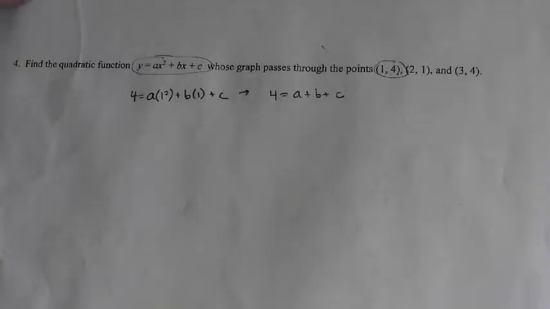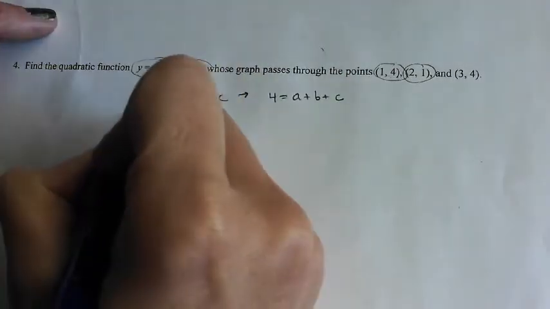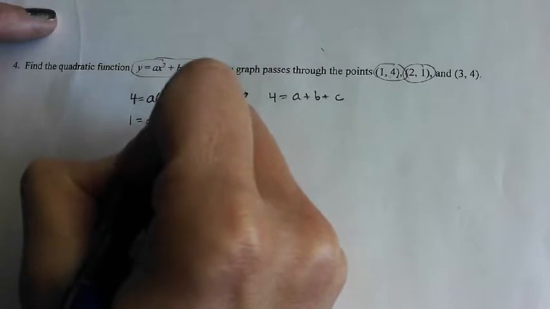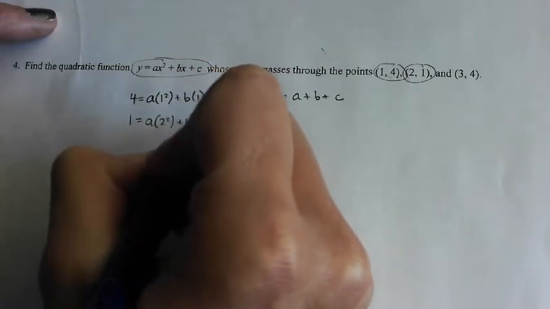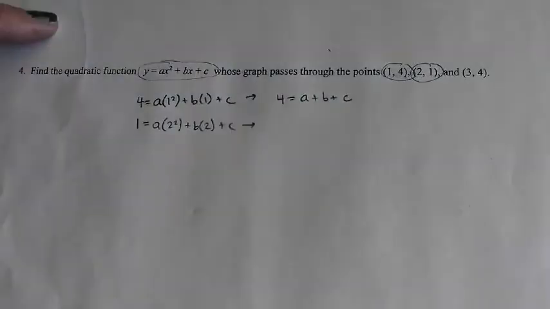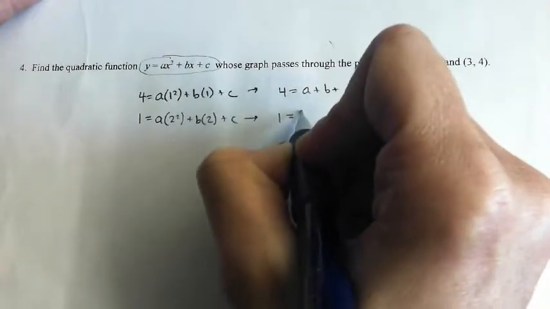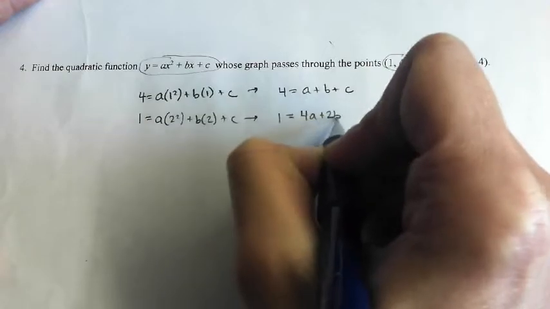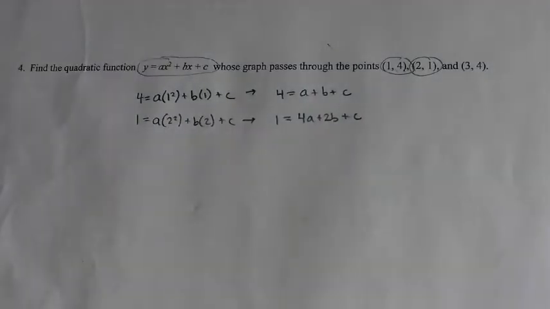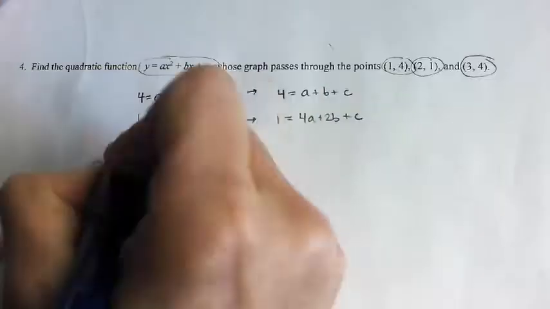Then I'm going to do it with my second point. So that's a y of 1 equals a times 2 squared plus b times 2 plus c, which will clean up to 1 equals 4a plus 2b plus c. And your last one, 3, 4.